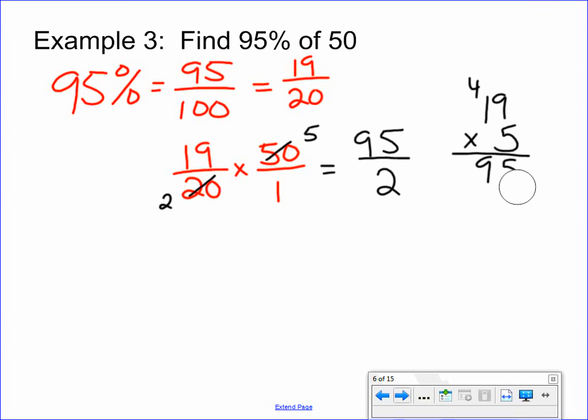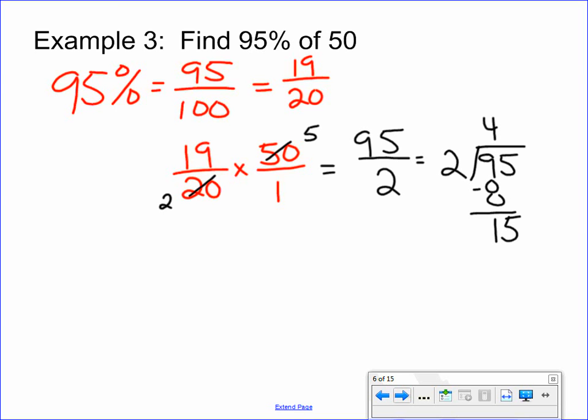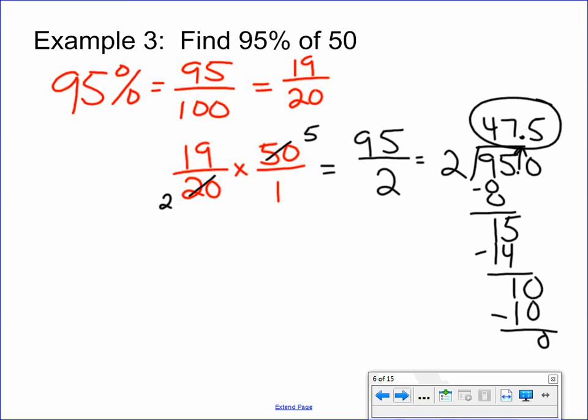That leaves us with a little bit of a math problem here to do. 95 divided by 2. 2 goes into 9 4 times for 8. Drop our 5 down. 2 will go into 15 7 times for 14. Let's add a decimal and a 0. Bring our 0 down. 2 goes into 10 5 times. And we have our problem finished. 47 5/10, or 47.5. There were a lot of steps involved in solving that one, and this is a perfect example of why using the decimal form is much easier.